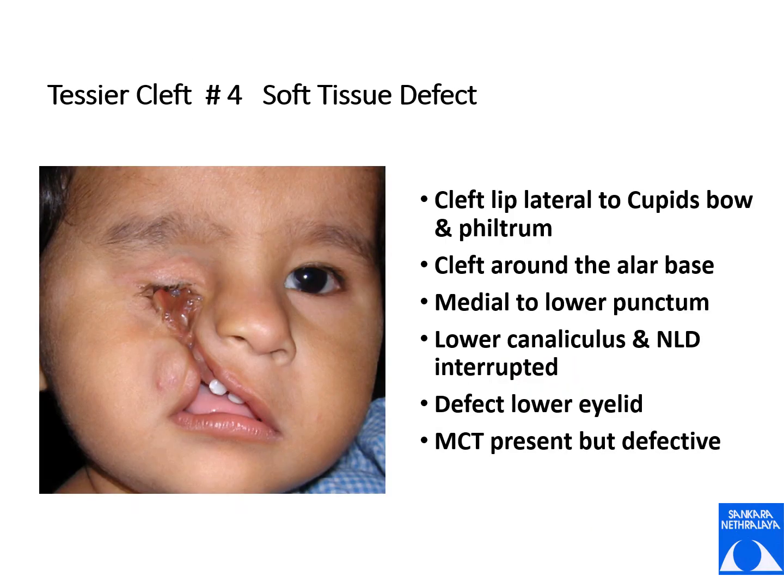Tessier cleft 4, soft tissue defect. Cleft lip lateral to Cupid's bow and philtrum. Cleft around the alar base, medial to lower punctum. Lower canaliculus and NLD are interrupted. There is a defect in the lower eyelid. MCT present but defective.